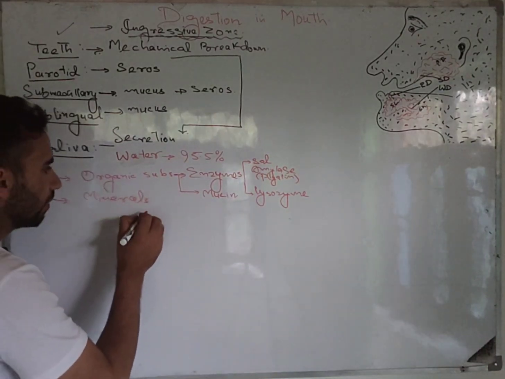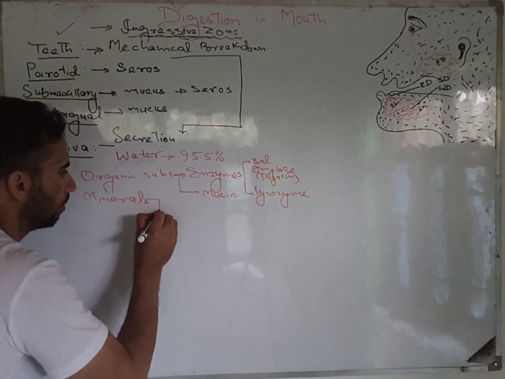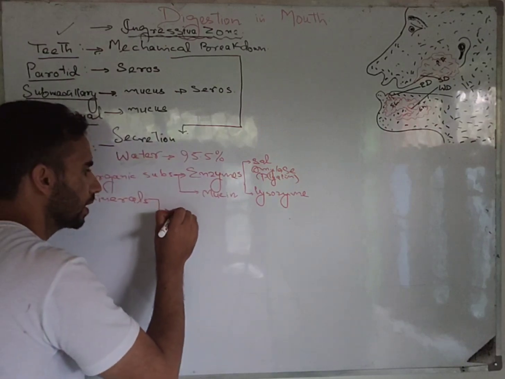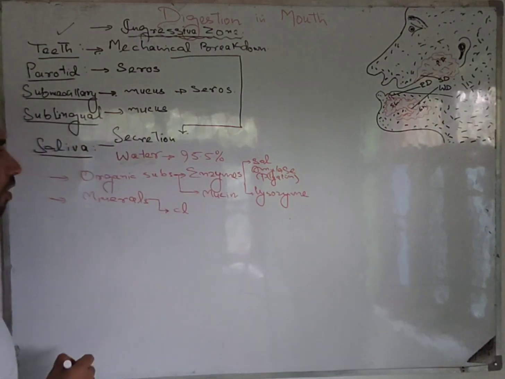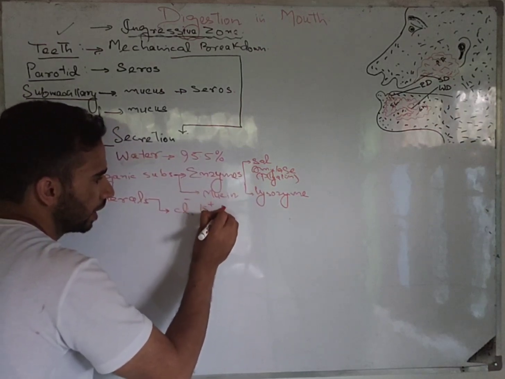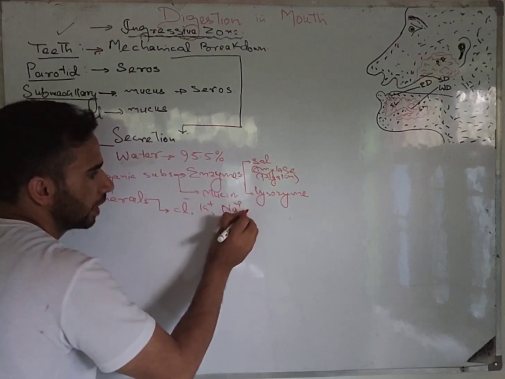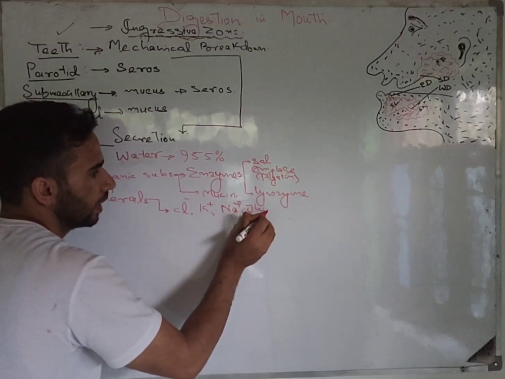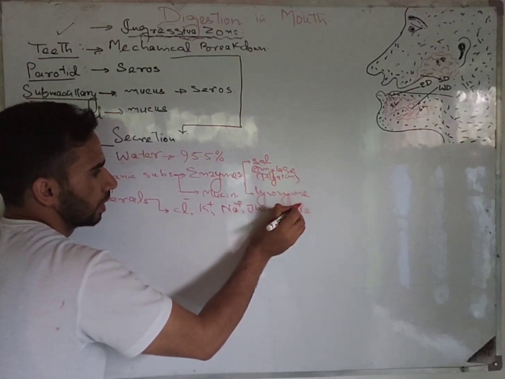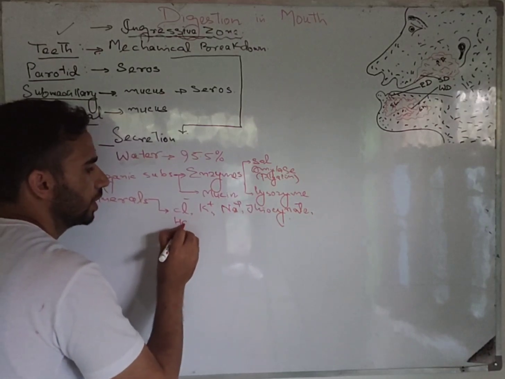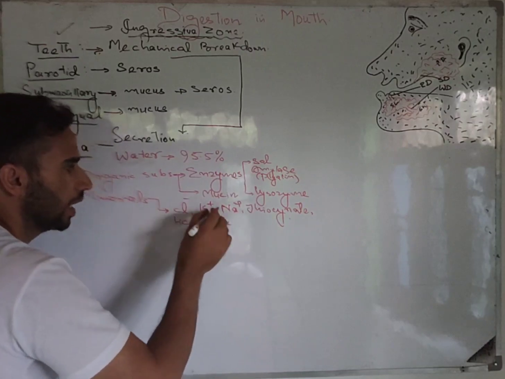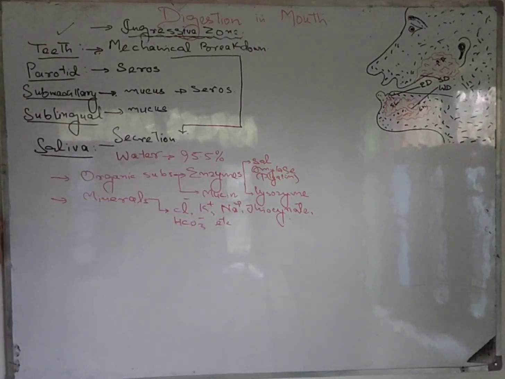And besides that, we also have some minerals present in our saliva, which contain inorganic chemicals like chlorine, potassium, sodium, thiocyanate, carbonic ion, etc. These are some of the ionic forms present as minerals in our saliva.